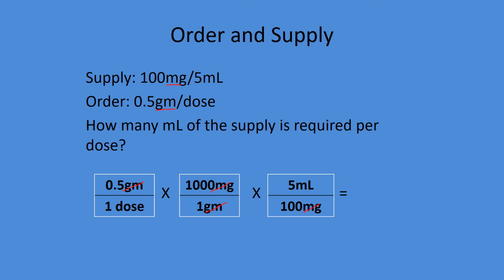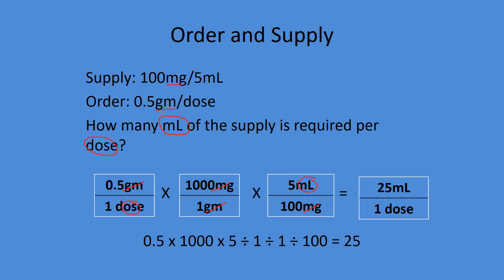Crunch the numbers, double check your units. We want mLs per dose. We're left with mLs per dose, so we're pretty confident we set it up correctly. So about 25 mLs per dose.